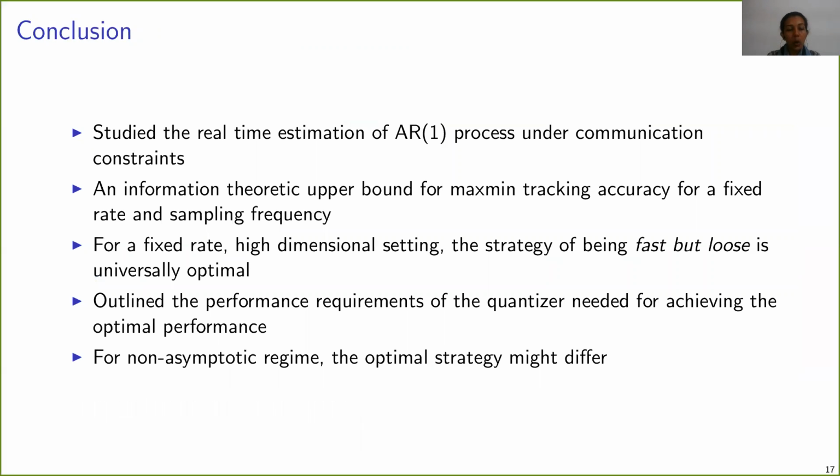So to conclude, we have studied the real-time estimation of autoregressive processes of order 1 under communication constraints, and we provide an information theoretic upper bound for maximum tracking accuracy for a fixed rate and a fixed sampling frequency. And for a fixed rate and high dimensional setting, we see that the strategy of fast but loose is universally optimal. And we have also outlined the performance requirement of the quantizer needed to achieve this optimal performance.